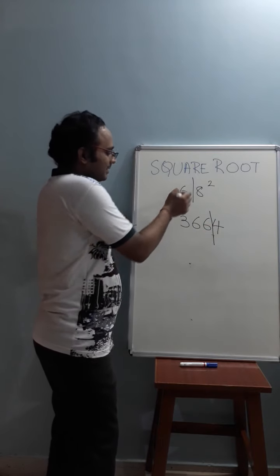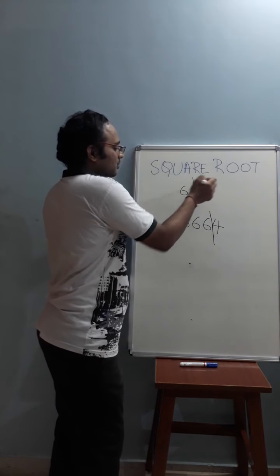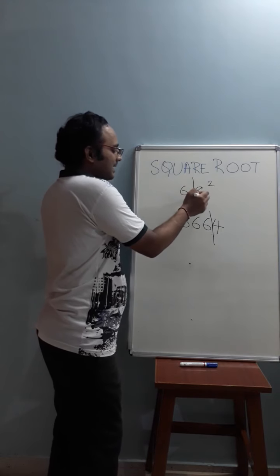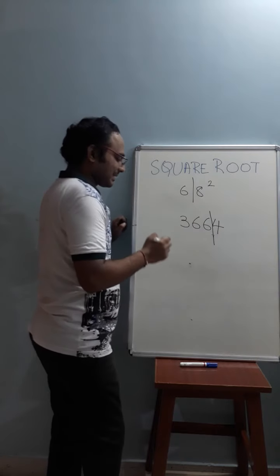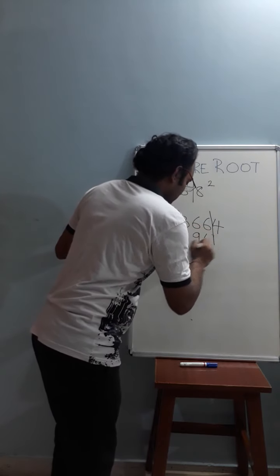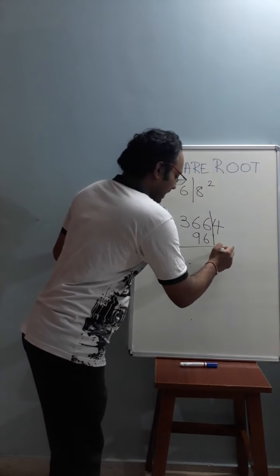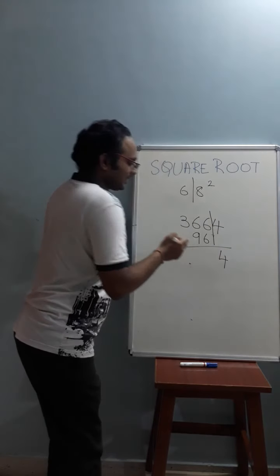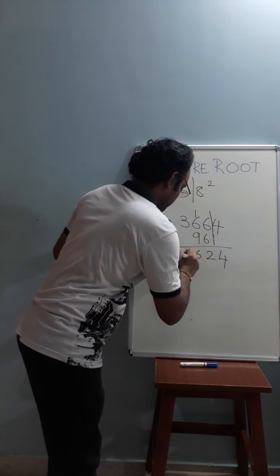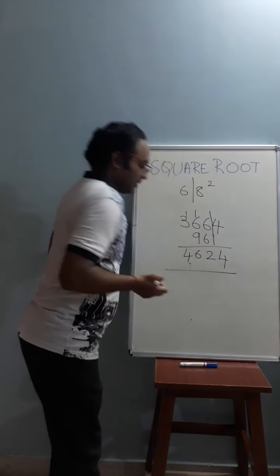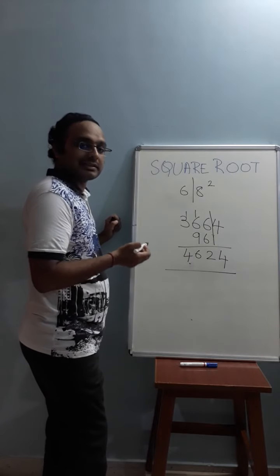Multiply 6, 8 and 2. 6 into 8 is 48. 48 into 2 is 96. Drop 4 as it is. Add this. 4, 6, 2, 4. This is our answer.